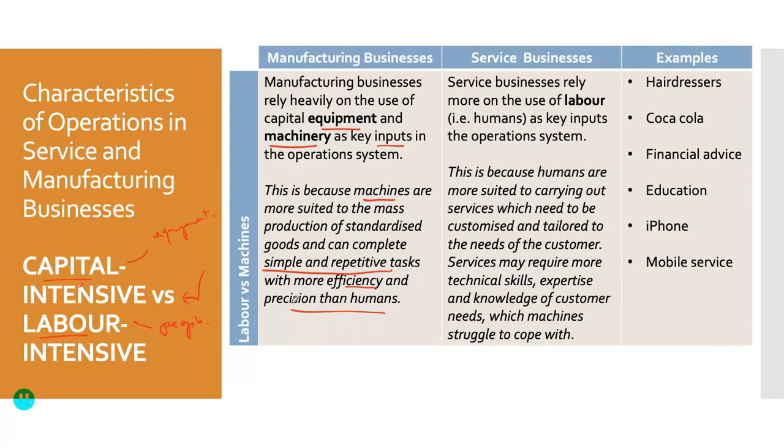But service businesses, which are going to try and meet a need of a human, which is going to differ in each individual case, are going to rely more on labor. Humans are going to be the key input and the key component of the process. This is because humans are more suited to carrying out services which are customized and tailored, and they can meet the needs of the customer. Services may require more technical skills and expertise and knowledge of customer needs, which machines struggle to cope with.